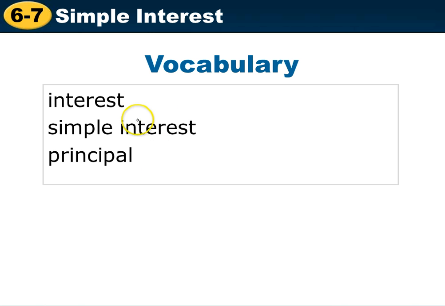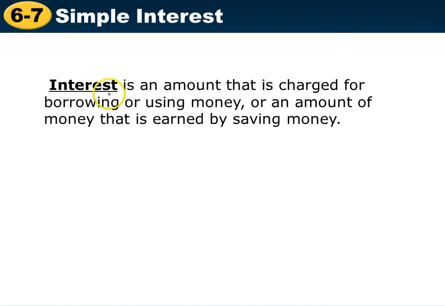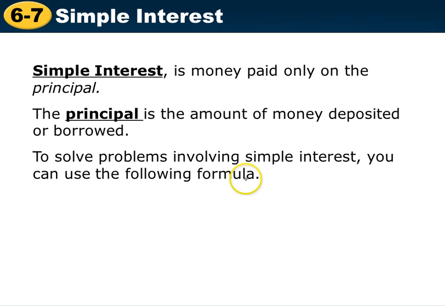So our vocabulary for today: we have interest, simple interest, and principal. Now, interest is the amount that is charged for borrowing or using money, or an amount of money that is earned by saving money. And then we have two types of interest: compound interest and simple interest. Simple interest is what we will focus on today. Compound interest, you will learn more about in 8th grade.